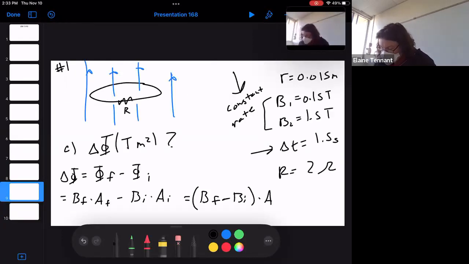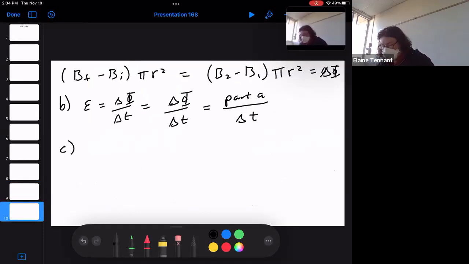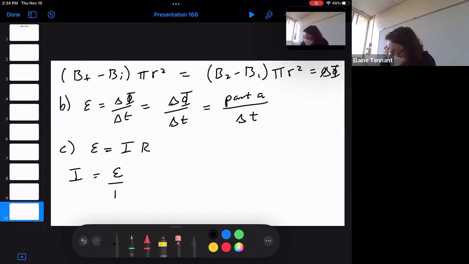And then, now we have this loop of wire. Since I have a loop of wire and it's got an EMF induced across it, it's going to make a current. And we would like to figure out what that current is. If you have a voltage and a resistance and you want to find a current, what equation do you use? You use Ohm's law. The voltage equals the current times resistance, or the current equals the voltage divided by the resistance. So here you're going to use part B and divide it by the resistor.